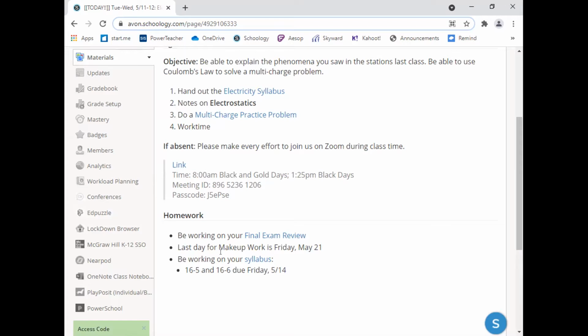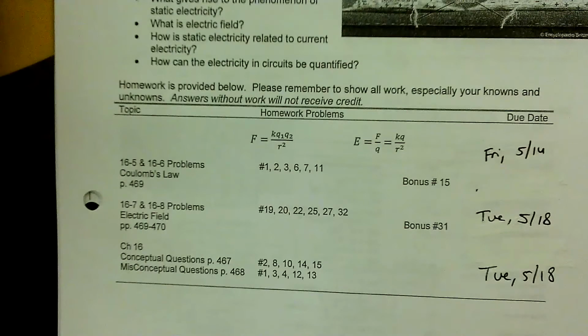Go ahead and get out your notes. So you can label your notes for today electrostatics.